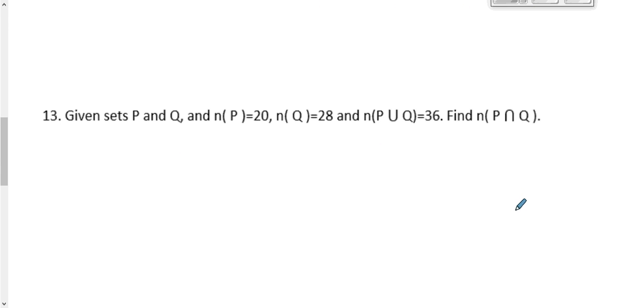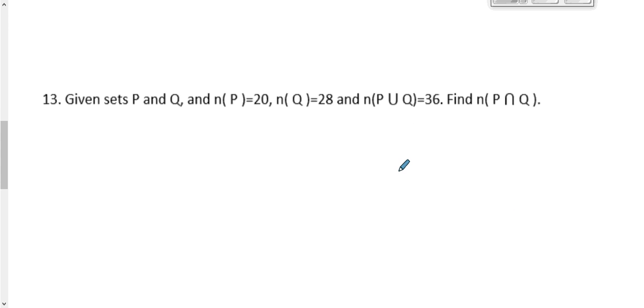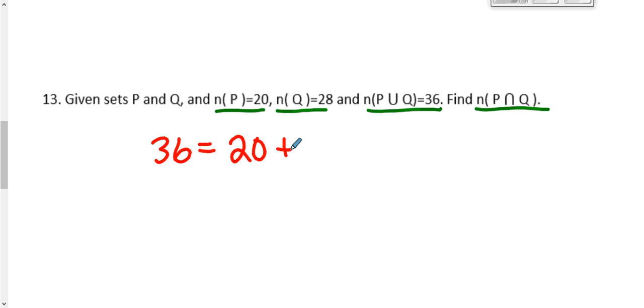Looking at number 13. Number 13 says given sets P and Q, the number in set P is 20, the number in set Q is 28, and the number in P union Q is 36, find the intersection. So this is just like the one we just did. The union, 36, is equal to the number in P, which is 20, plus the number in Q, which is 28, minus the intersection.